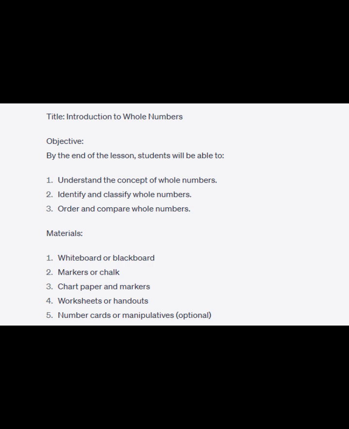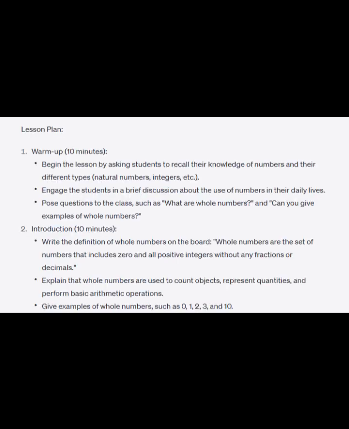Materials: whiteboard or blackboard, markers or chalk, chart paper and markers, worksheets or handouts, number cards or manipulatives optional. Lesson plan. Warm-up, 10 minutes.